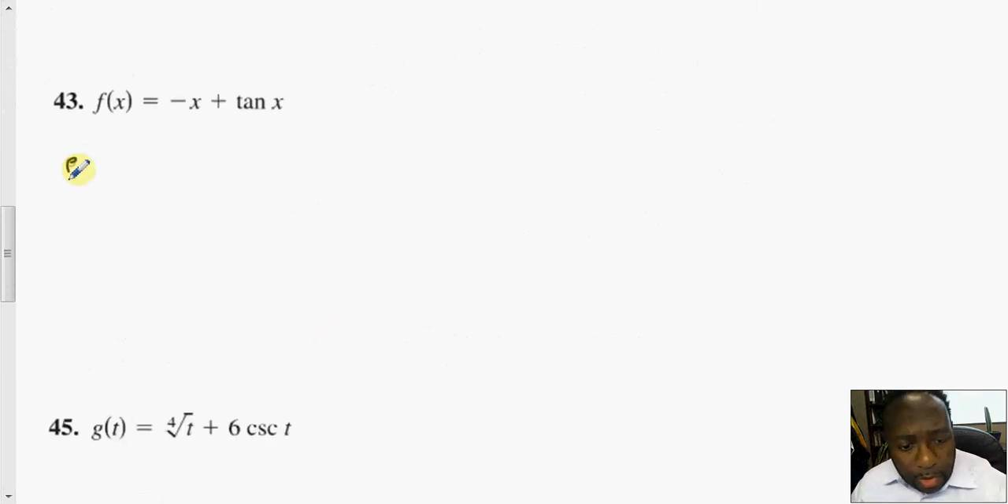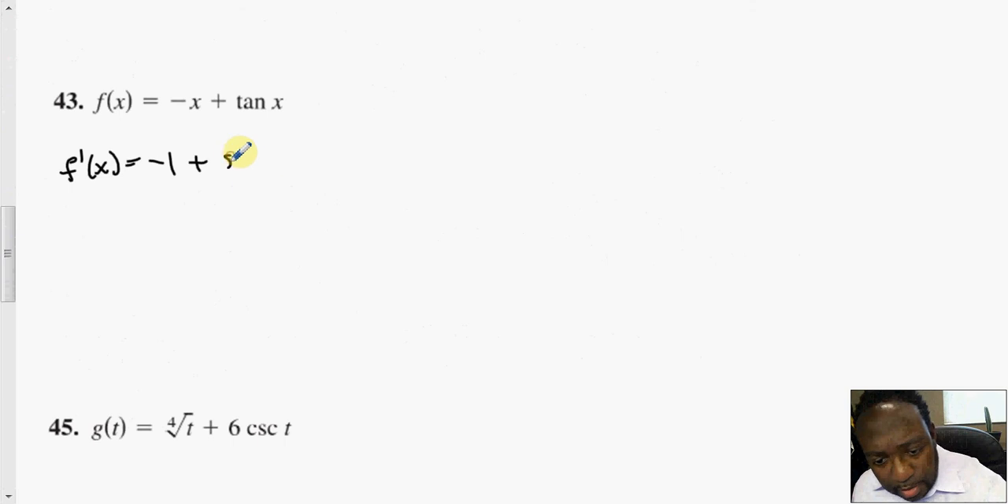So here for this one, f prime of x is equal to the derivative of negative x, which is just negative 1, plus the derivative of tangent x, which is secant squared x.